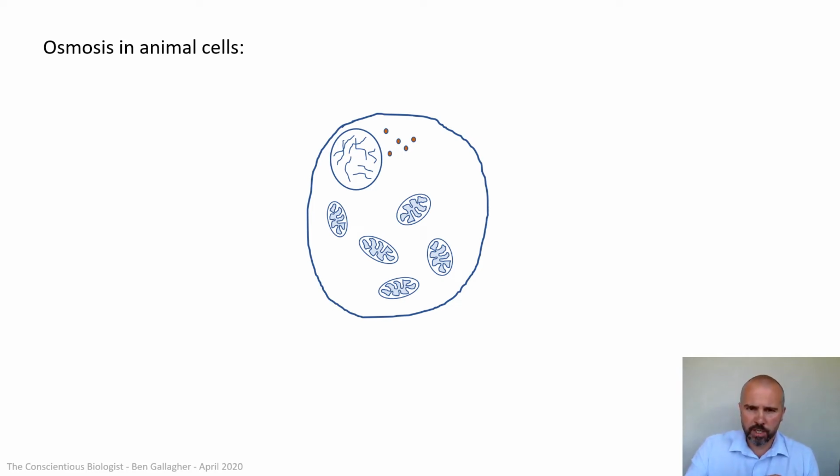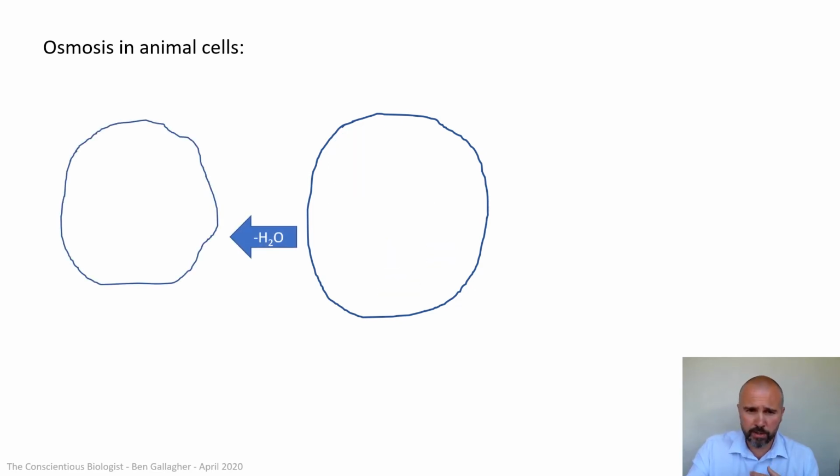But let's imagine initially we've got this animal cell and we've put it under a condition where it's going to lose water. Now it's only going to lose water if it's in a solution where the solution around the outside of the cell has a lower water concentration. So there's more water in the cytoplasm of that cell than there is in the solution outside of it. That means it's going to lose water.